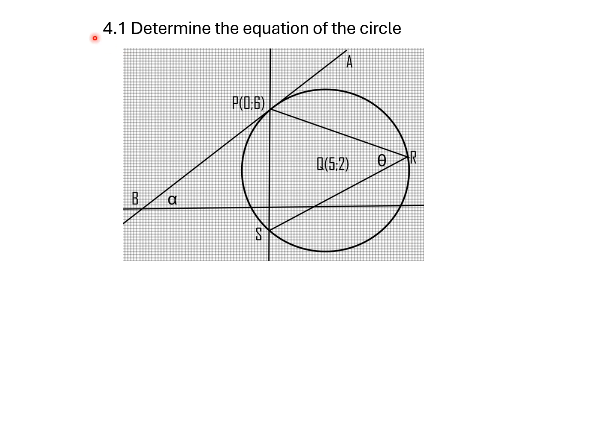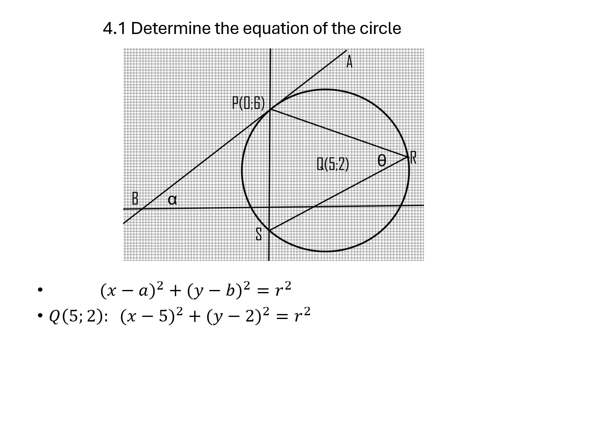So 4.1, determine the equation of the circle. They've given me the center is Q(5; 2), right? Because it's not (0; 0), we have to substitute into (x minus a) squared plus (y minus b) squared equals r squared. The plus 5 must go in as negative 5 and plus 2 goes in as negative 2. Very important you remember, the signs always change. So Q(5; 2) becomes (x minus 5) squared plus (y minus 2) squared equals r squared.